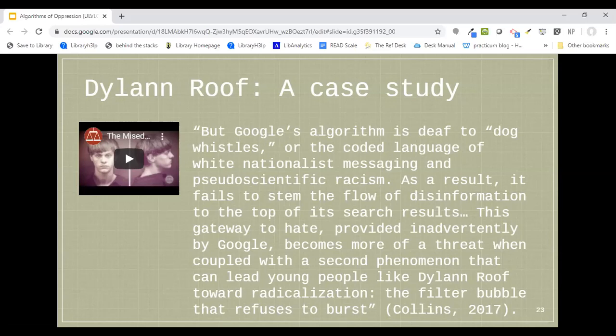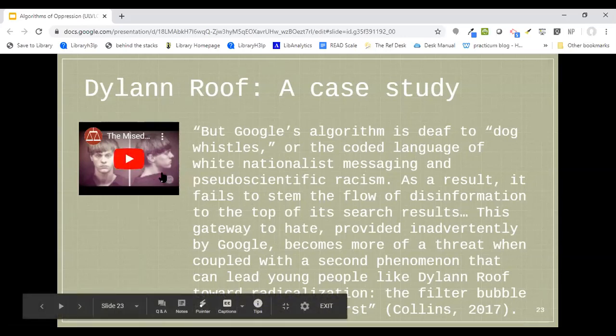So we're going to watch a little bit of the video here. Same kind of deal, but what you'll see is that Dylann Roof was searching Google using terminology like black on white crime, and that's what we would consider a dog whistle. Dog whistle politics. So it's not saying that it's racist, but it's sort of a racist way that we would talk about it. So I am going to show this one.